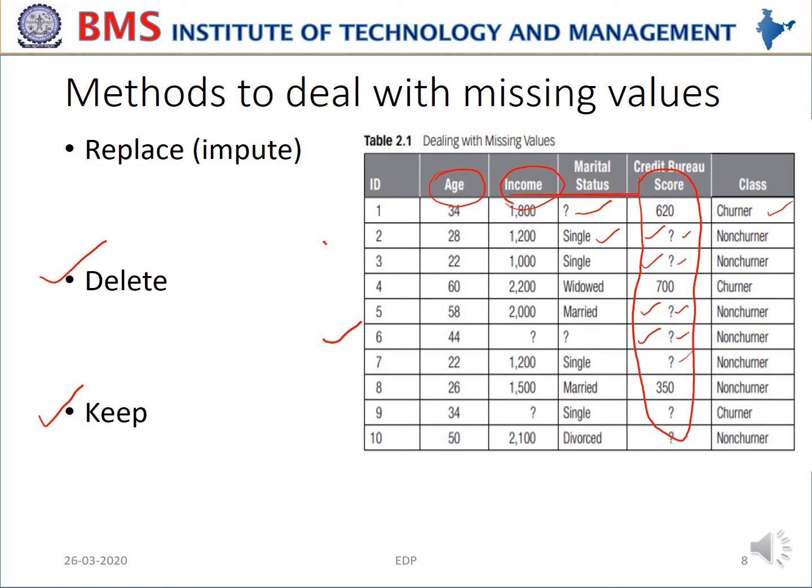So one can start with statistically testing whether missing information is related to the target variable or not. If yes, then we can adopt the keep strategy and treat it as a special category, as a separate category. Otherwise, based on the frequency of missing values, we can decide whether to delete or impute them.